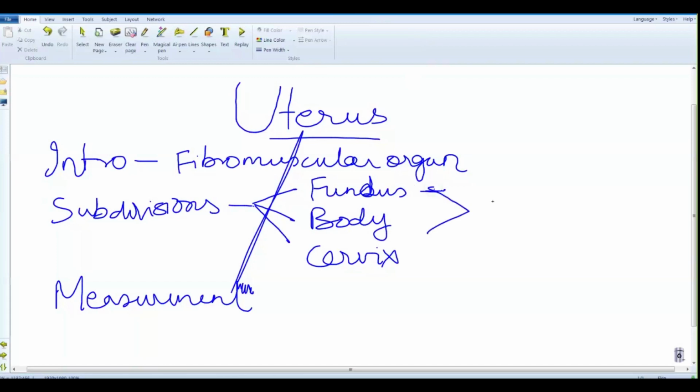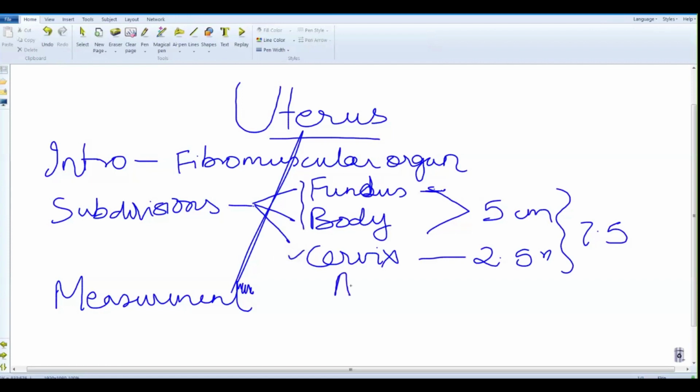Fundus and the body together are 5 centimeter and cervix is 2.5 centimeter. That means the whole is around 7.5 centimeter. Okay, now one thing you have to know, और ये वाइवा में भी पूछा जाता है, what is the ratio between the fundus body and the cervix?